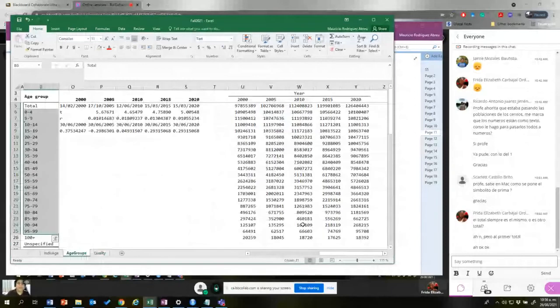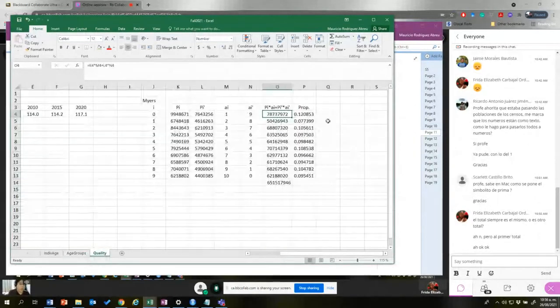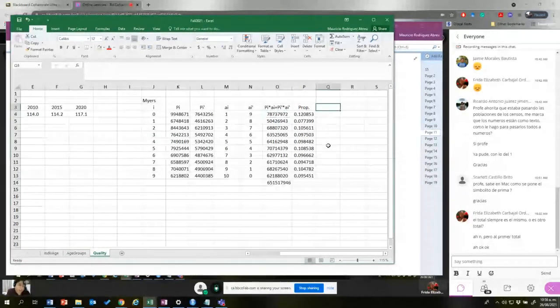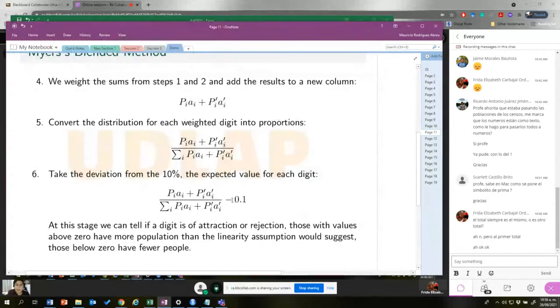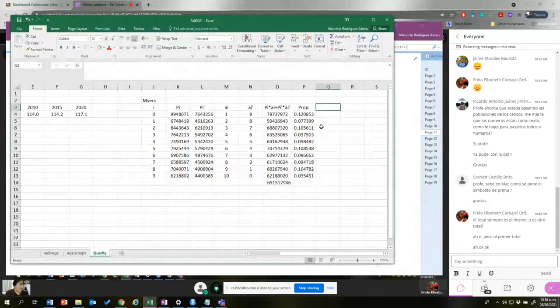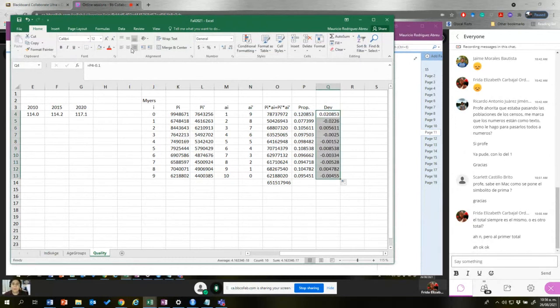Okay, sorry. So the easy way to see how far we are from the 10% is just subtracting 0.1. So let's do that. I'm just going to call it deviation, because I have no creativity. What we are going to get is that some digits are going to have positive values, and some digits are going to have negative values, okay?